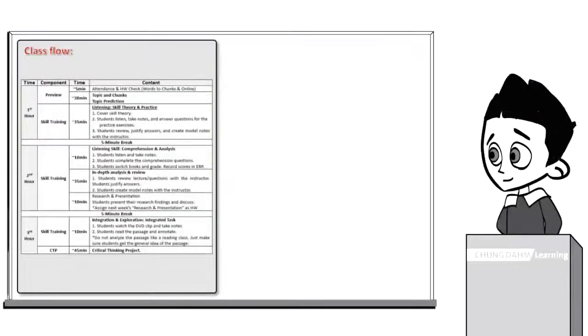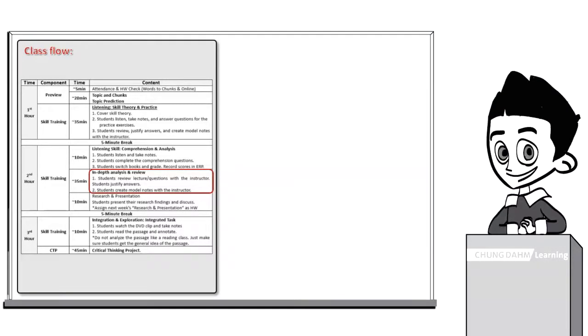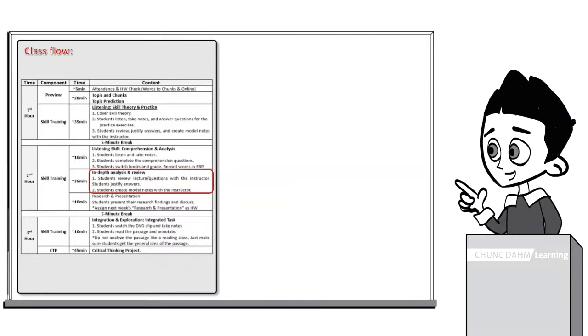In-depth analysis and review is a core component from the skill training portion and takes place immediately after listening skill. This component is broken down into two parts, passage coverage and answer justification. And this video will focus on passage coverage. During this component, students review the in-class quiz passage, which helps in understanding the core information regarding the topic.